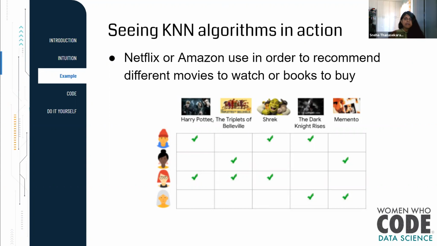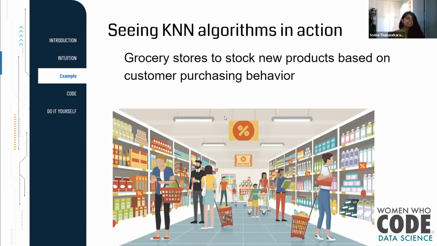And the last example in this list is a grocery and retail industry classification, where you classify a customer based on their purchase behavior. This helps the stores to stock up their inventories on new incoming products.